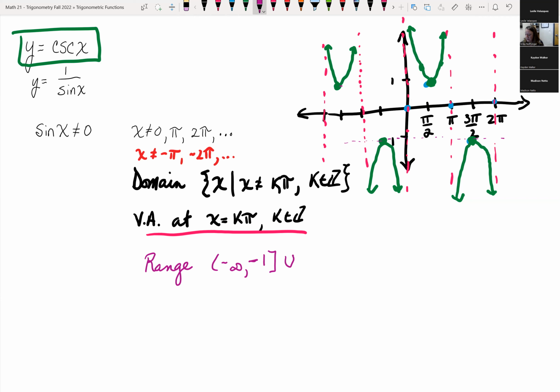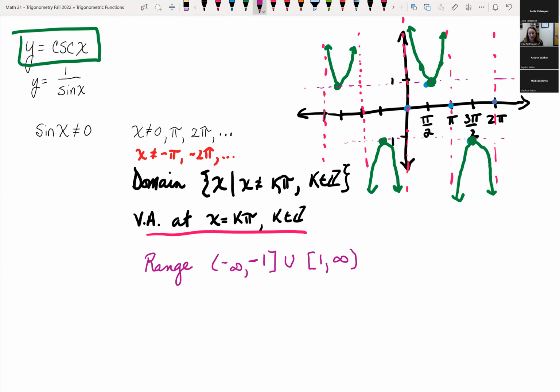And so our next, our minimum of those parabola shapes, notice, is our y value of 1. And so we're hitting 1. We're including that because 1 is an output. And then our parabola shapes are shooting up to positive infinity. So it's going to infinity. So this would be the range of cosecant of x.